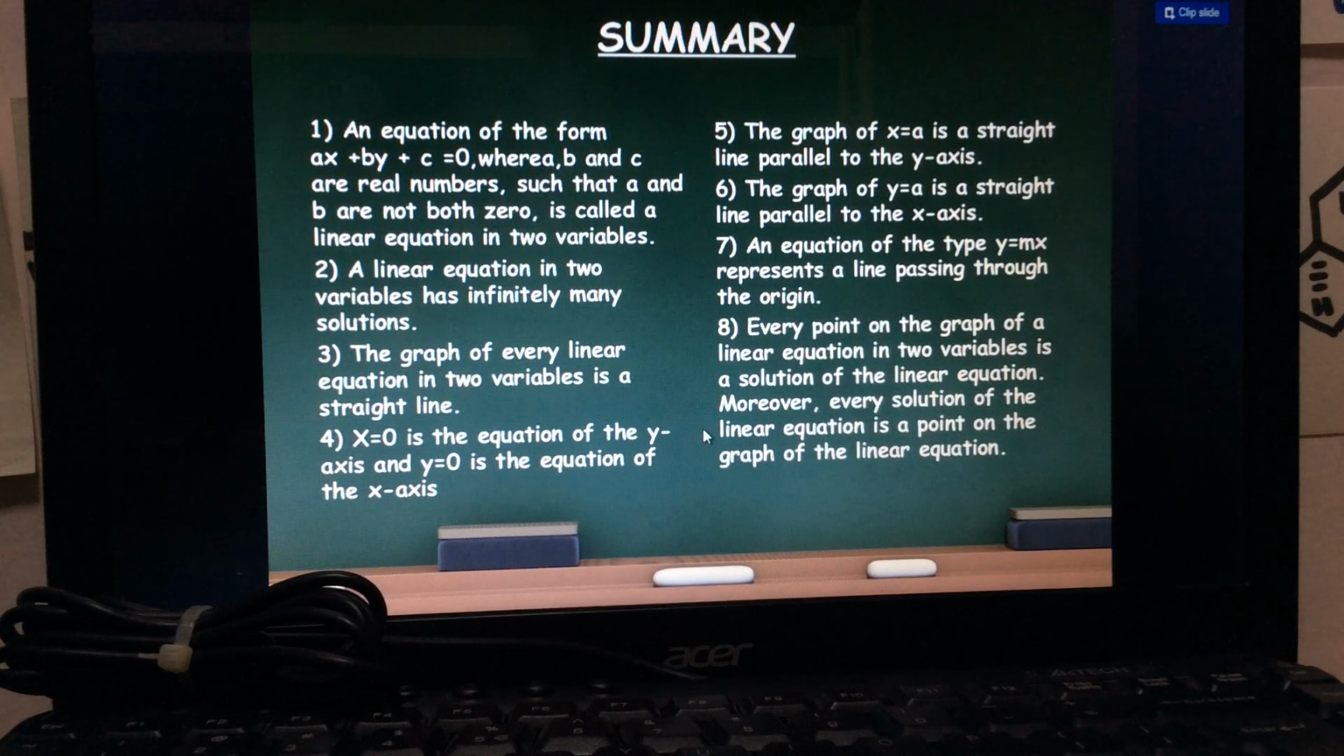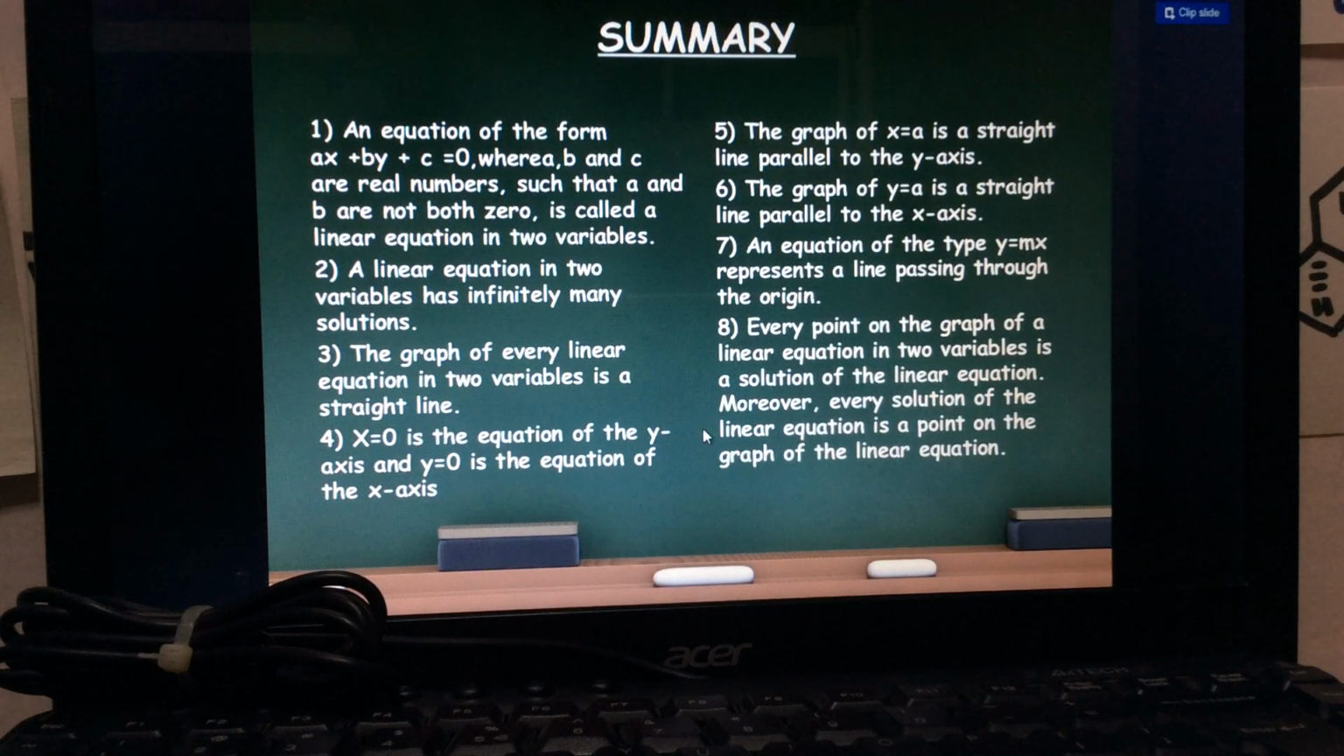So x equals 0 is the equation of the y-axis, and y equals 0 is the equation of the x-axis. The graph of x equals a is a straight line parallel to the y-axis. The graph of y equals a is a straight line parallel to the x-axis. An equation of the type y equals mx represents a line passing through the origin.